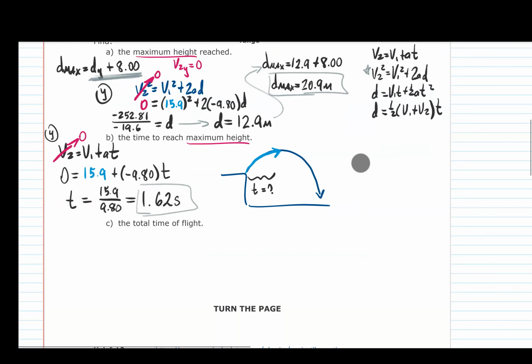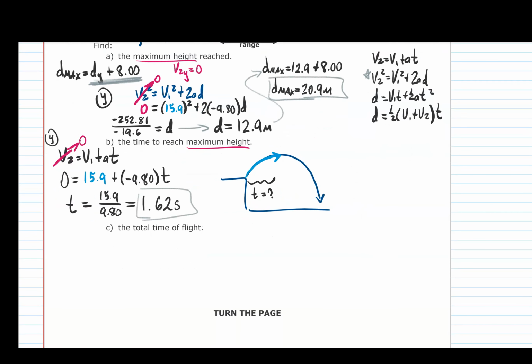So the next question is asking, find the total time of flight. So I need the time of flight from the beginning to the end. So again, this is a big jump. And in some of our problems, we ended up getting the time it took to get to this maximum height. And we're like, well, if I know this time, maybe just say it's 2 on the left side here. Maybe students are saying, well, is this second time 2?